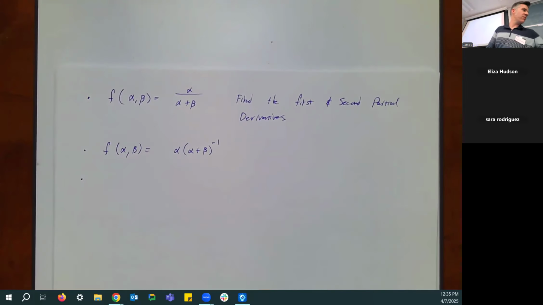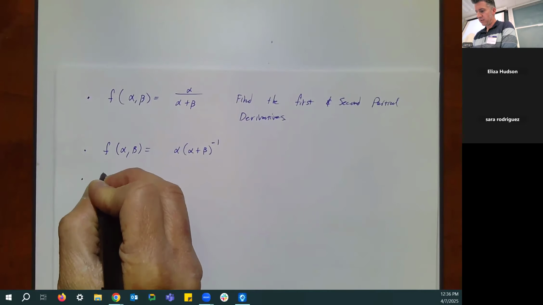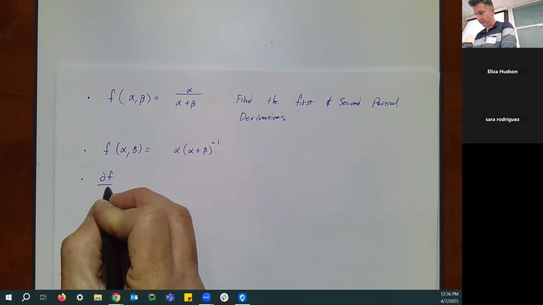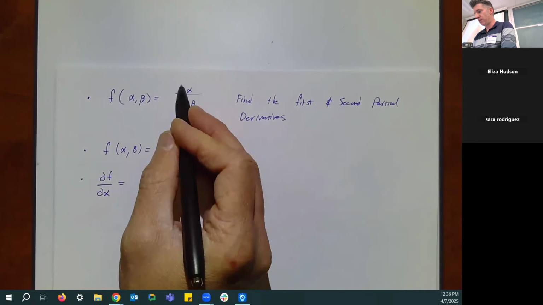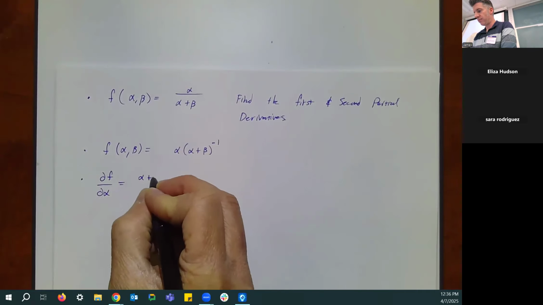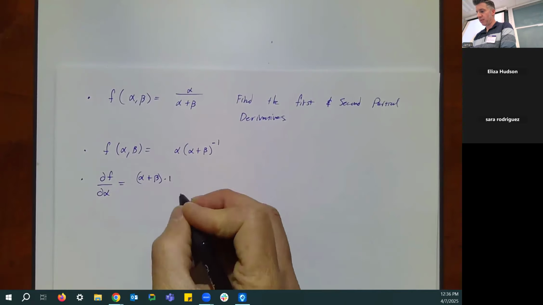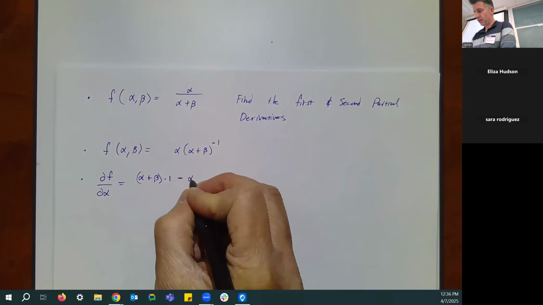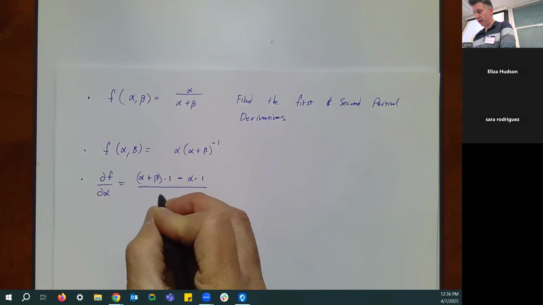I'm trying to think, what did I do here? No, I definitely did do quotient rule first. So let's do it that way. Even though I wrote that, it's still fine. Del f del alpha. I'm just using the quotient rule here. It's the bottom times the derivative of the top, which is 1, minus the top, times the derivative of the bottom, which is also 1, all divided by the bottom squared.